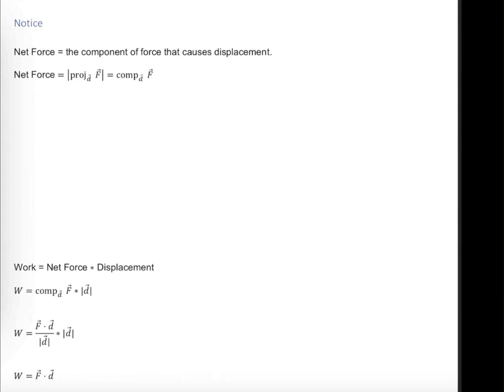In this video, we're going to highlight some important features about work, about the projection vector, about force and displacement, and how they're all related to each other. So let's consider a displacement vector and a force vector that is in a different direction, an applied force that is in a different direction than the displacement.